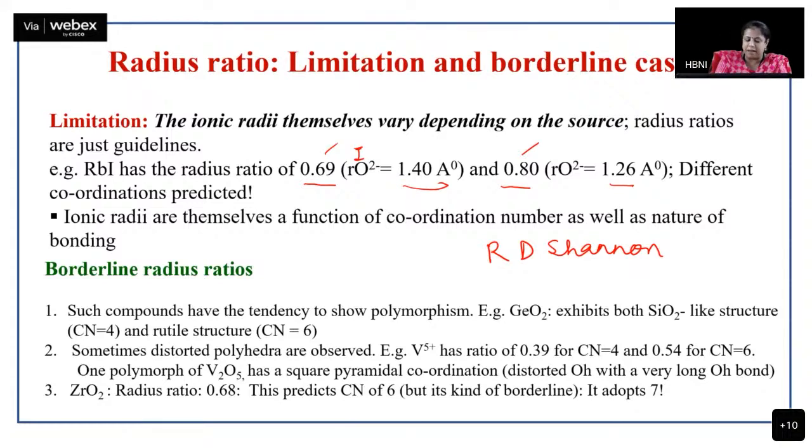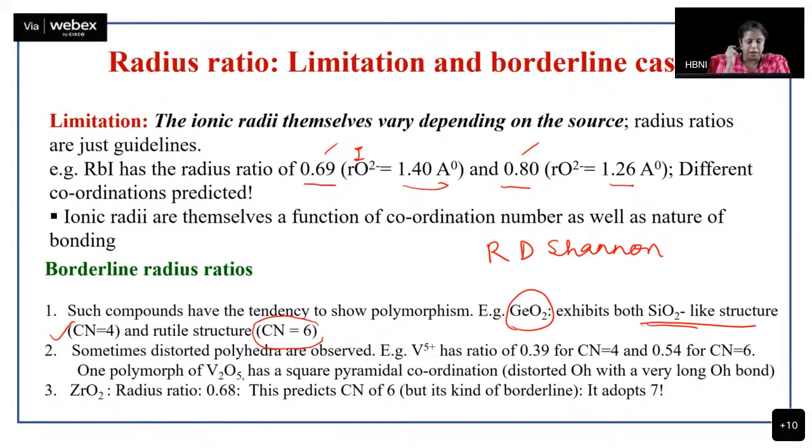For example, germanium oxide exhibits both silica-like structure, wherein it has the coordination number of 4. We missed the silicate structures. Otherwise, I would say that SiO4 is the building block in all the silicate structures, and the coordination number of silicon is 4. Coming back to this, germanium oxide exhibits both silica-like structure and rutile structure. Rutile is your TiO2, where the coordination number of cation is 6.